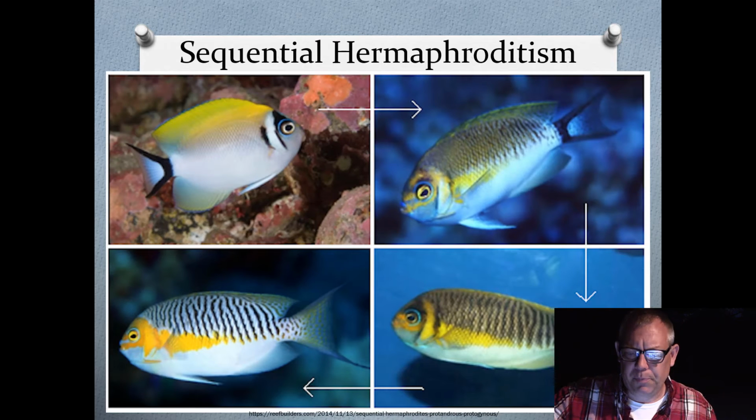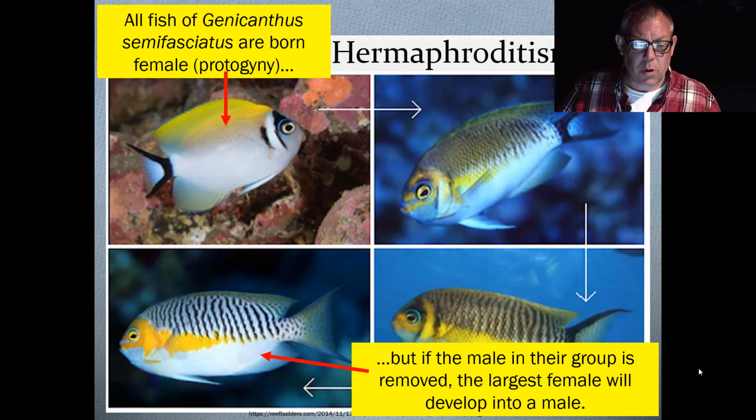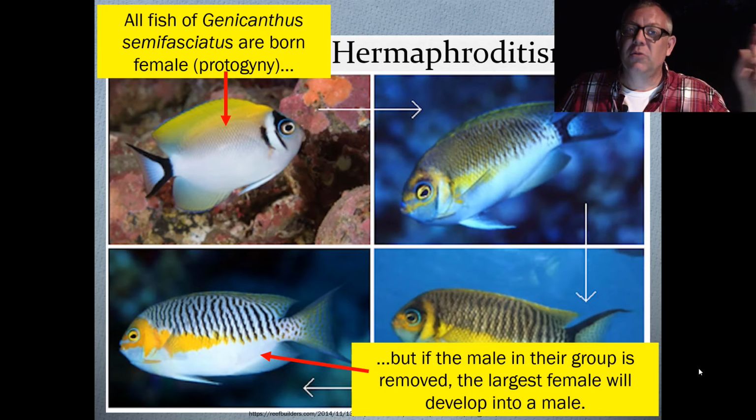So here's that fish example that I talked about earlier. And this is an example of how some fish can use clues in their environment to determine what sex they're going to be. So this is Genicanthus semifasciatus. Okay? They're all born female. This is called protogyny. Proto meaning first, gyne being female, first females. So all the fish when they hatch are female. And then they live in these groups where you've got lots of females and one male. If the male in their group is removed, then the biggest female turns into a male.